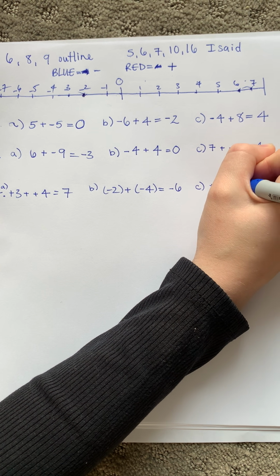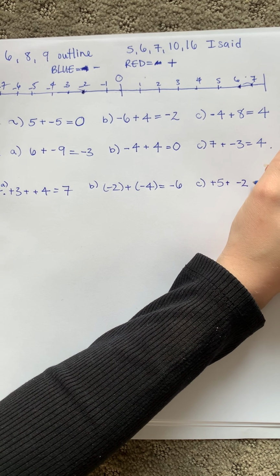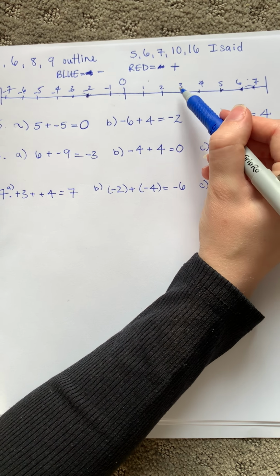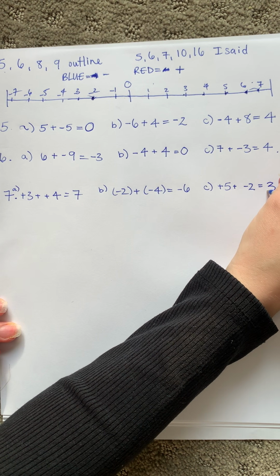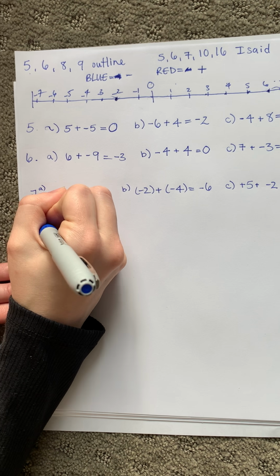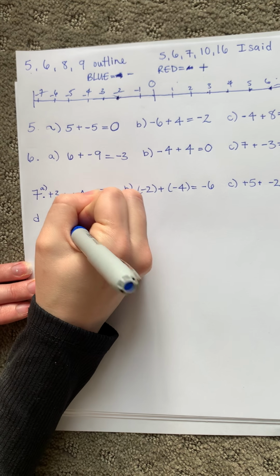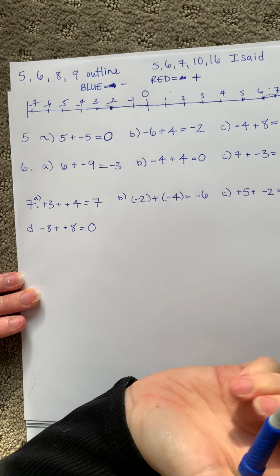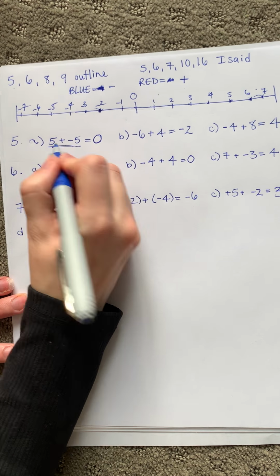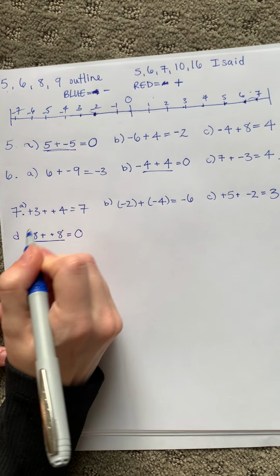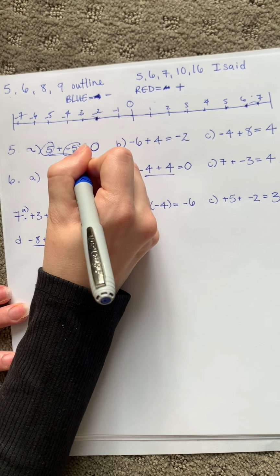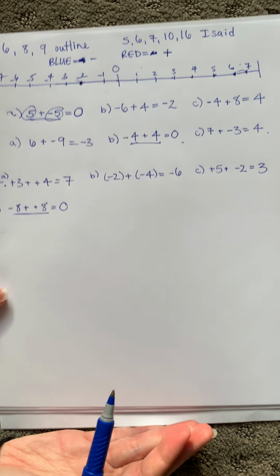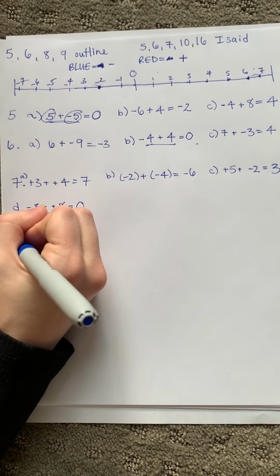Then I have positive 5 plus negative 2. Positive 5, I have a negative number, 1, 2. That gets me to 3. And then finally, I have negative 8 plus positive 8. That answer is 0. So you should be able to see that whenever we have opposite numbers, so one positive and one negative, but they're the same number, our answer has been 0. So that's kind of a little trick to help you with those questions.